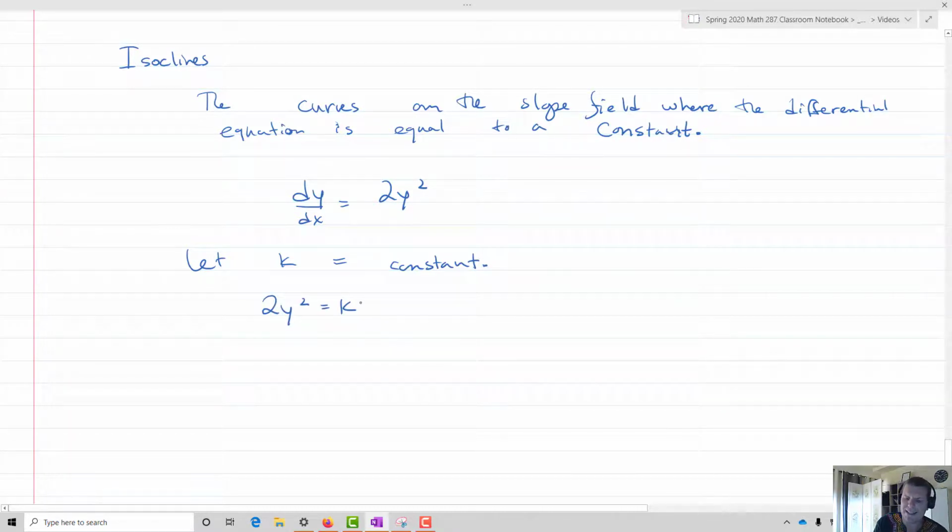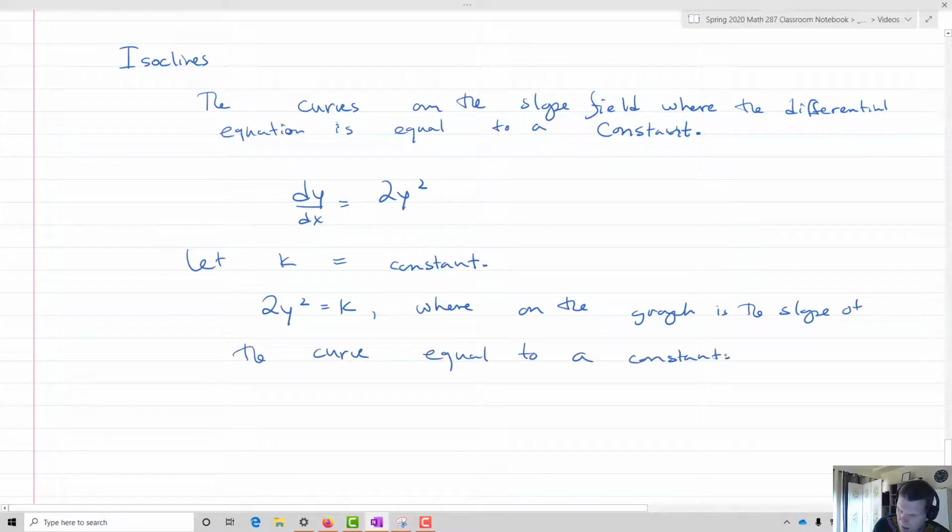All right? So what that's going to tell me is where on the graph the slope of the curve is equal to a constant value. Let's take a look at what that looks like. Let's say 2y squared equals k. So I'm actually going to go solve for y. That'll mean that y squared equals k over 2. Okay? And that means that y is going to equal plus or minus the square root of k over 2.